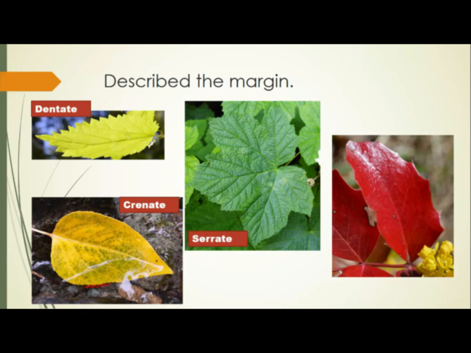The next one is serrate. And lastly, this one you might call dentate, but they have these little prickly tips to each of the teeth, and so we might call that spinose as well.